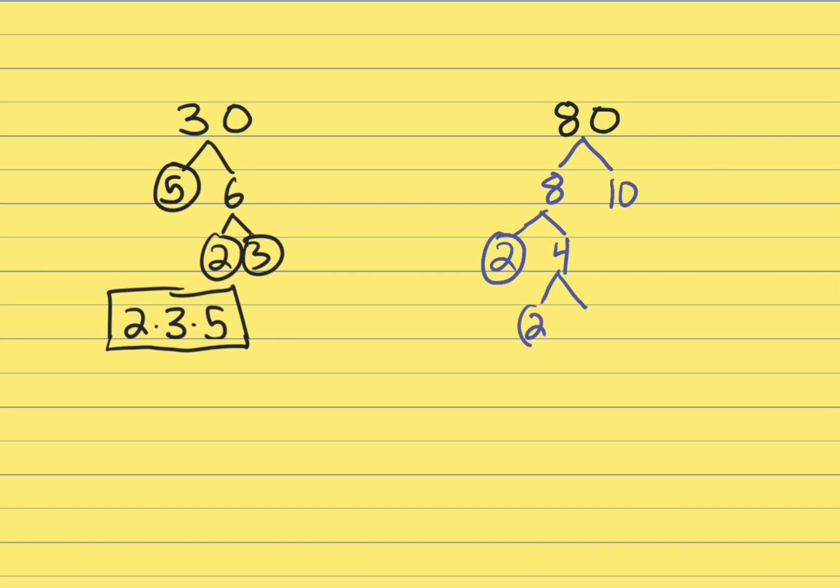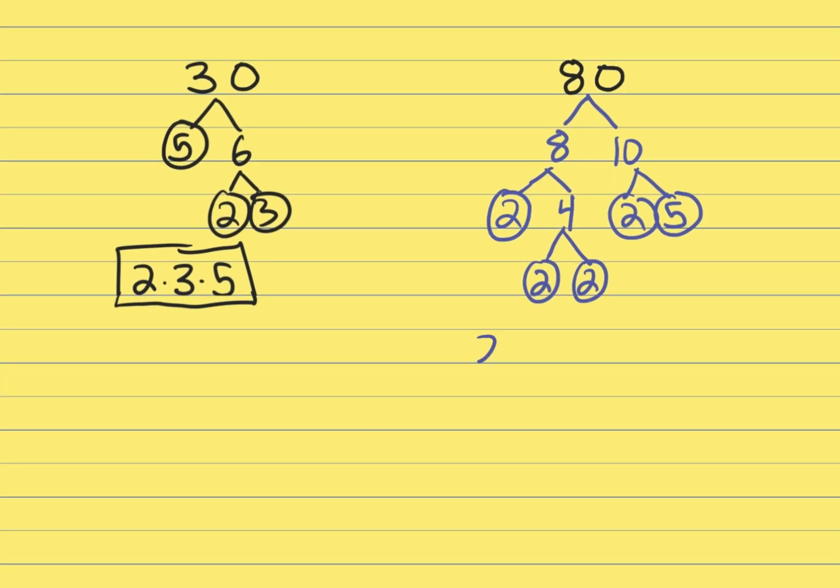So this is 2 times 2. And then 10 is going to be 2 times 5. And again, I'm just circling because I know they're prime now and I can't break them down. So it's 2 times 2 times 2 times 2 times 5. How many 2's do I have? So it's 2 to the 4th times 5. And you're done.